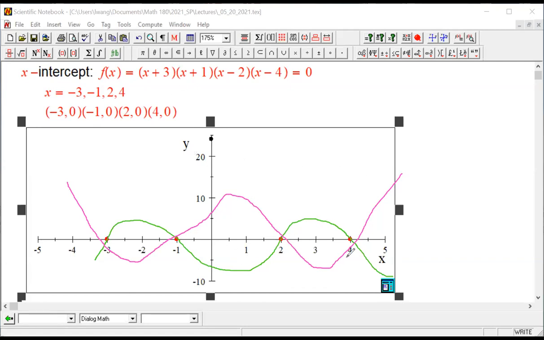So it's not going to be the green, it's going to be what? It's going to be the purple. This is going to be the curve.